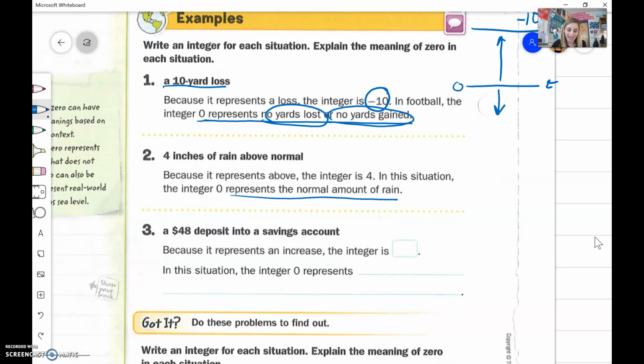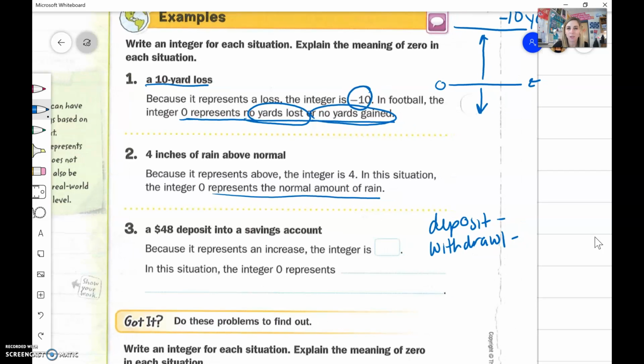A $48 deposit into savings. Now this is where people get confused between the word deposit and the word withdrawal, okay? And I'm just going to say this because those are two hard words that sixth graders sometimes don't have a grasp of. So a deposit means you're putting money into your account, which is good. Putting money in. A withdrawal means you are taking money out. Okay, so putting money in is a deposit and taking money out is a withdrawal.